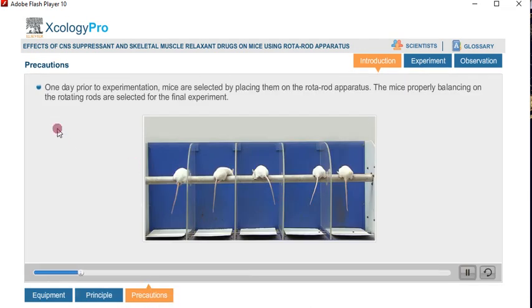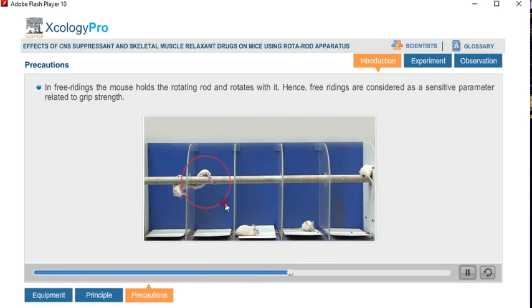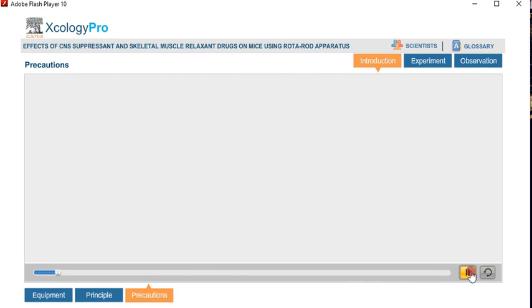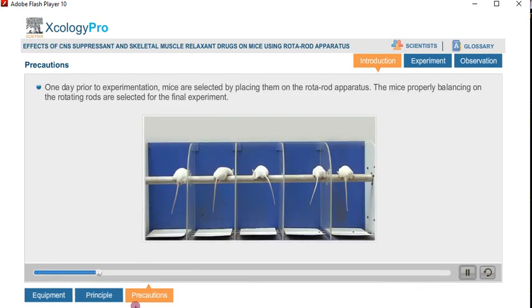One day prior to experimentation, mice are selected by placing them on the Rota rod so that you can see whether their muscles are proper and the animal is healthy or not. This circling is called free riding. In free riding, the mouse holds the rotating rod and rotates with it, hence free riding is considered a sensitive parameter related to grip strength. So by knowing these precautions, you can go with the experiment.